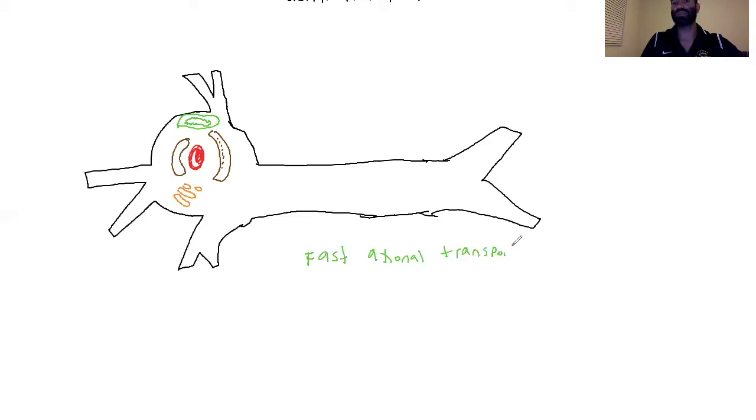This moves things that are very small, like neurotransmitters. So mainly neurotransmitters are moved through fast axonal transport, or things that synthesize neurotransmitters. And it moves pretty fast, about 400 millimeters per day. That's a pretty good pace. Okay, and fast axonal transport goes from the cell body to the axon terminals.